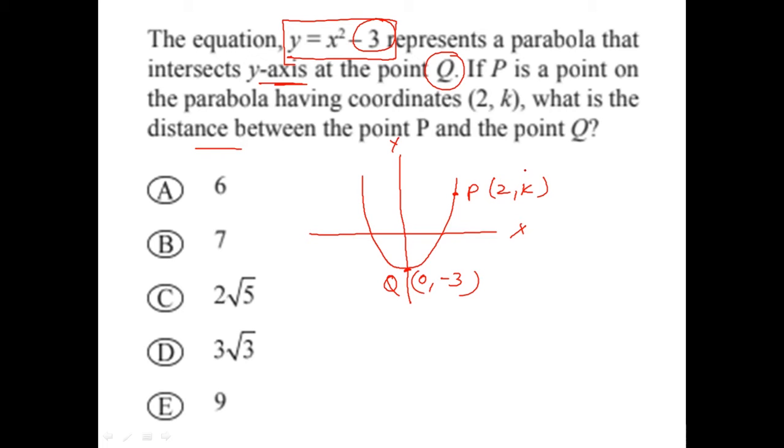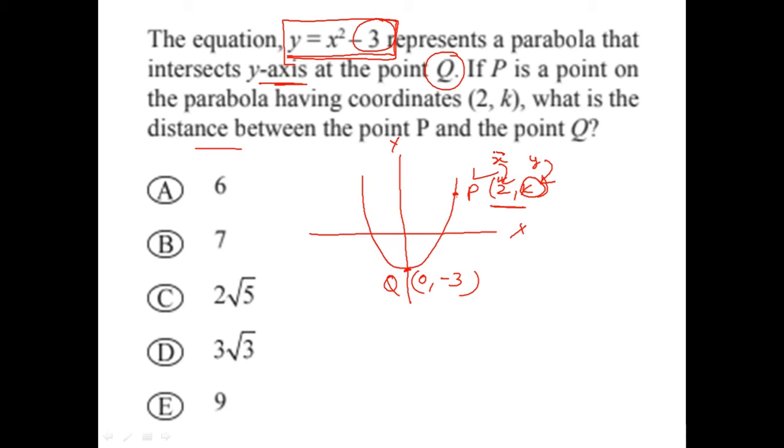Now, we can use the distance formula, but the only challenge is we do not know the value of k. So let's try and find out the value of k. Since point P is on this graph, y is equal to x square minus 3, these coordinates, that is the value of x as 2 and the value of y as k, would satisfy the original equation. So whenever a point lies on a particular graph, on a particular equation, then that point would satisfy the equation.